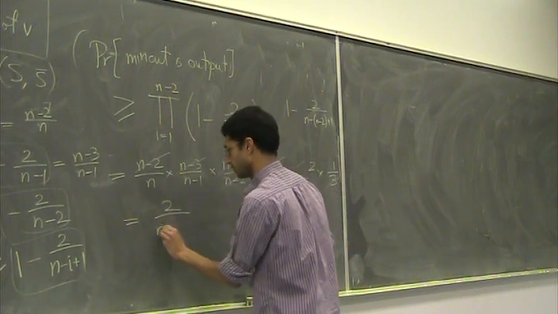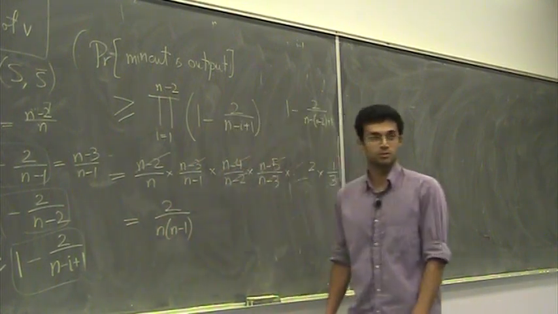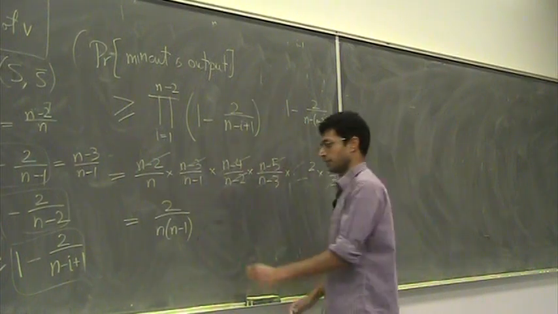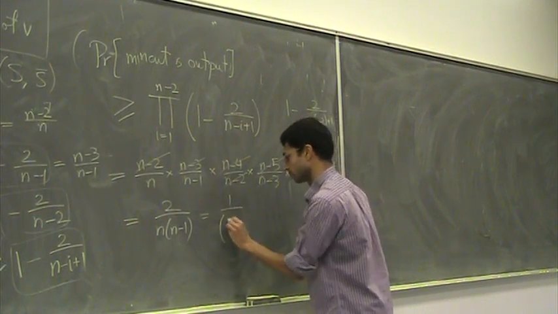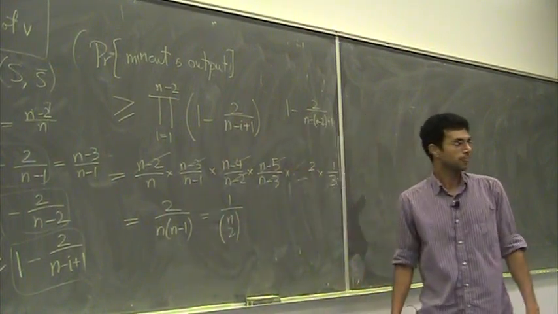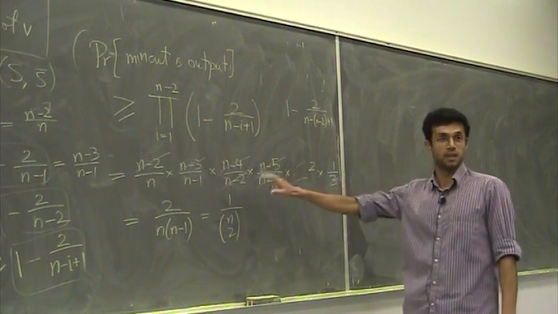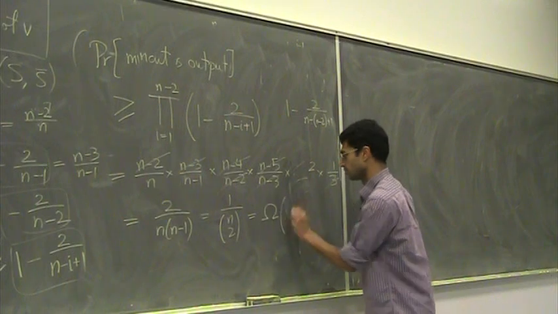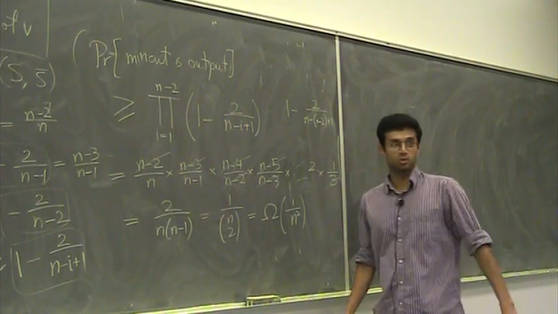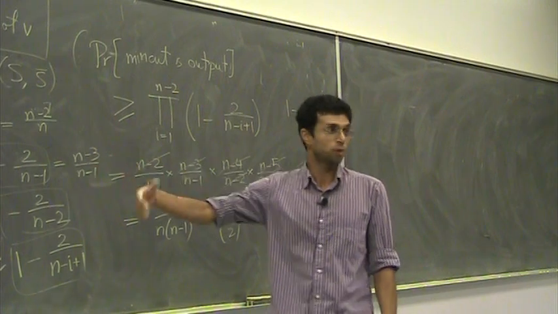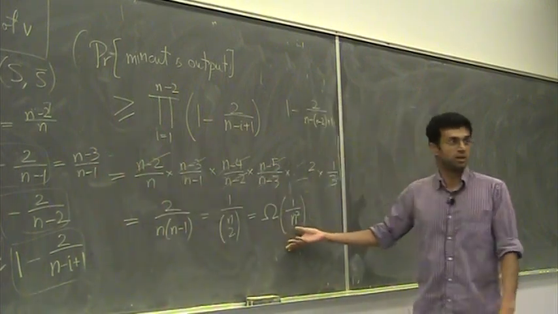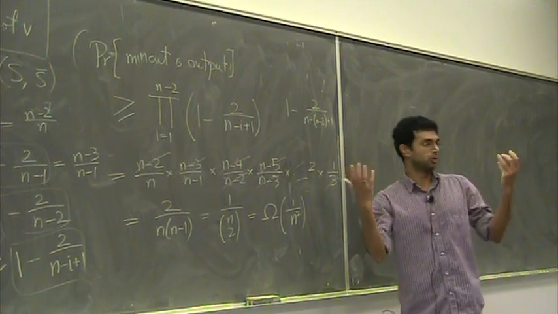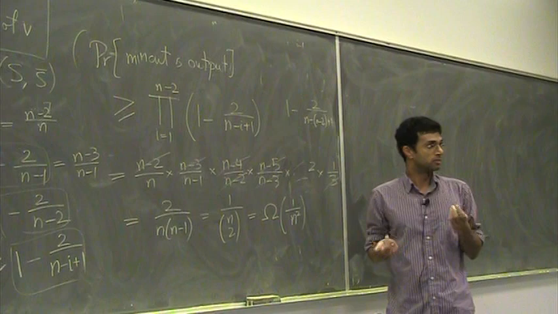This is 2 divided by n times n minus 1. So that's the probability. The probability that the Mincut is output is actually 1 divided by n choose 2, and that's optimal actually. So it's basically omega 1 divided by n squared. So the probability that this crazy procedure actually outputs the Mincut is 1 divided by n squared. So what you do is you simply repeat this procedure n squared times, take the minimum of what you got, and you have a Mincut with high probability.